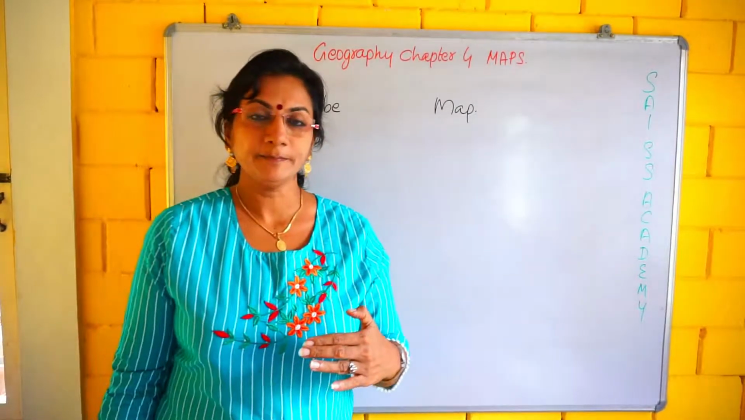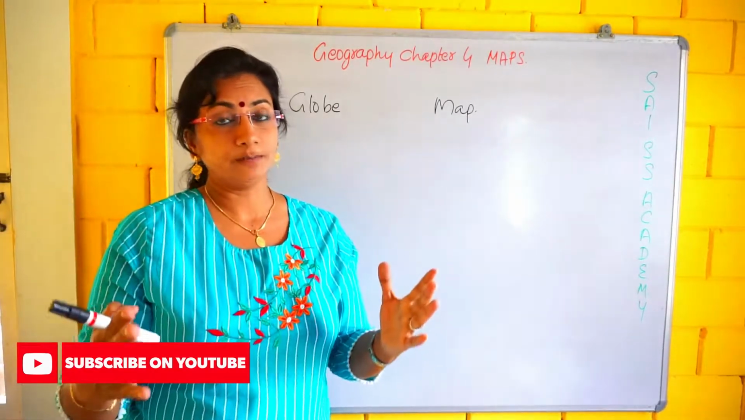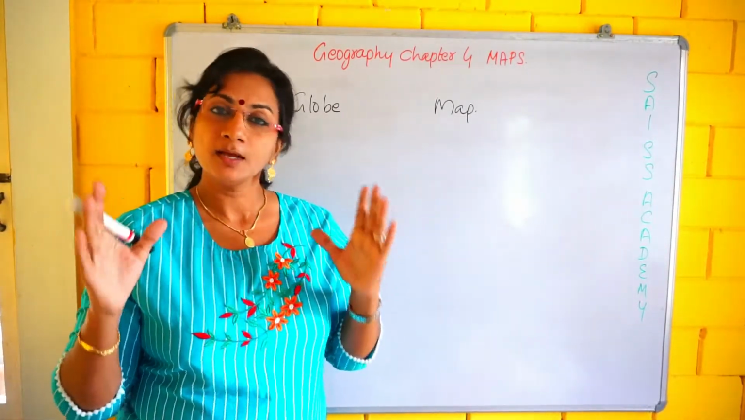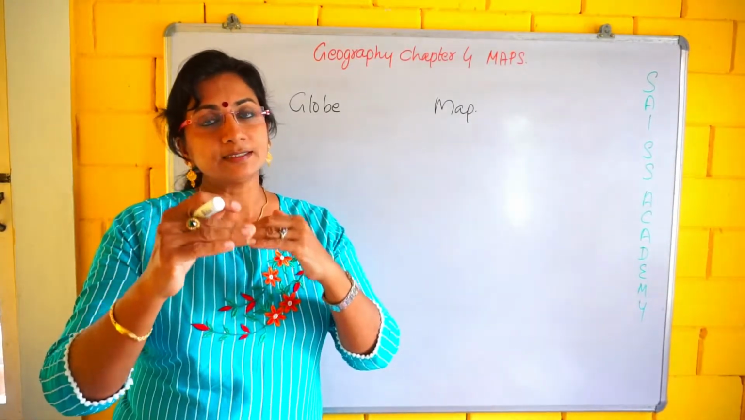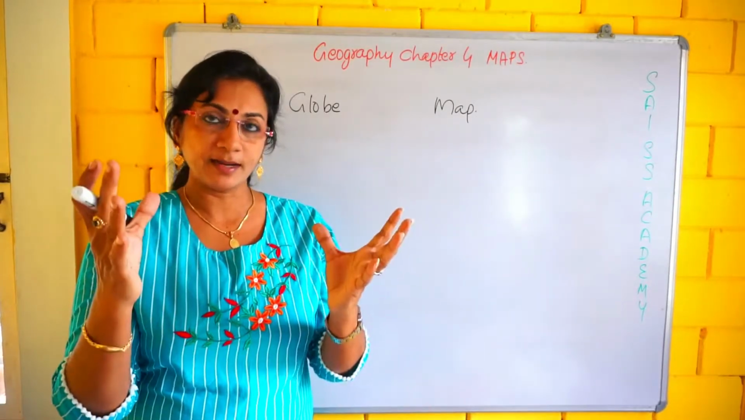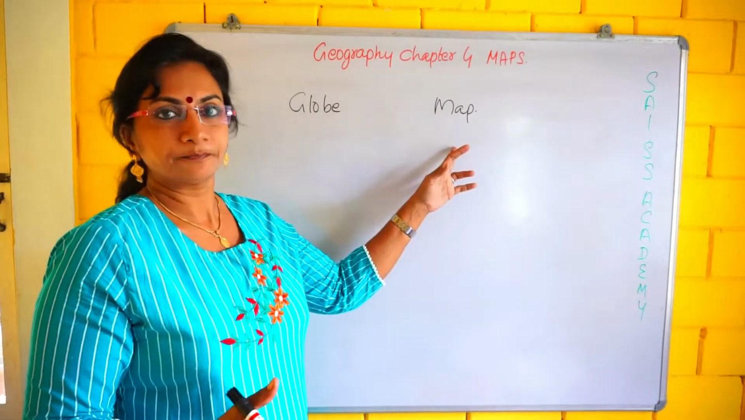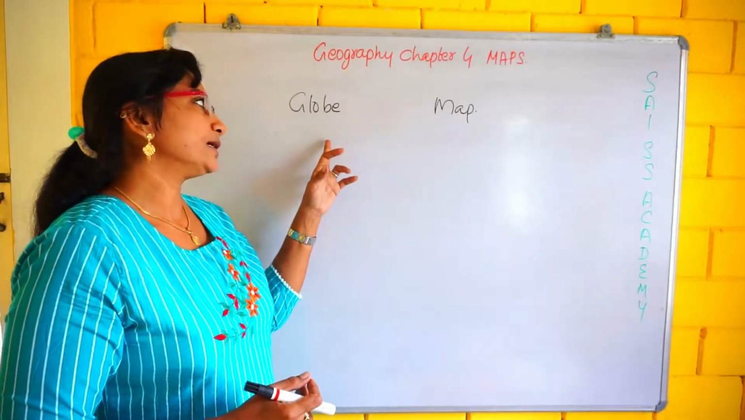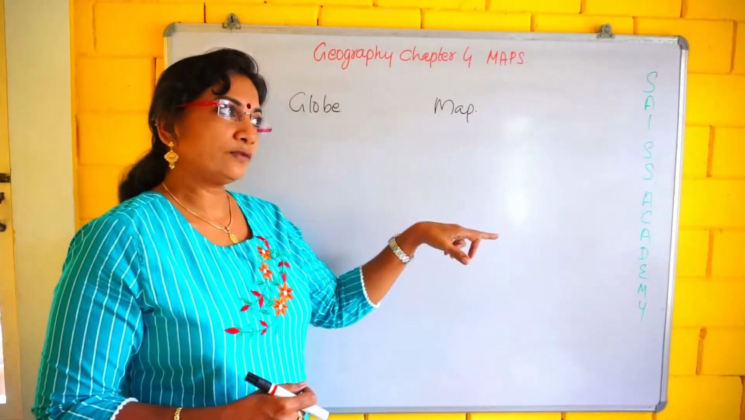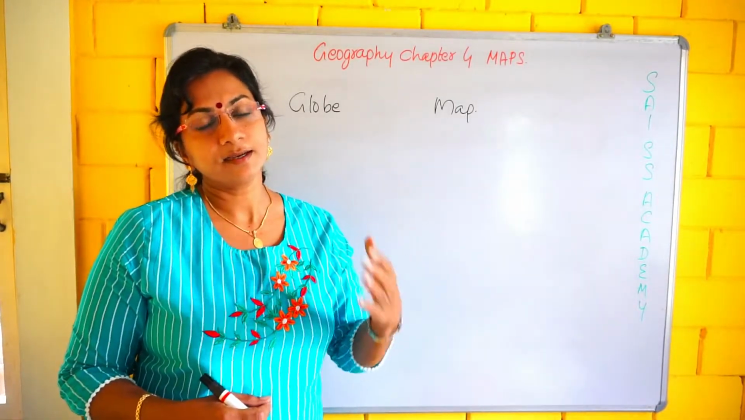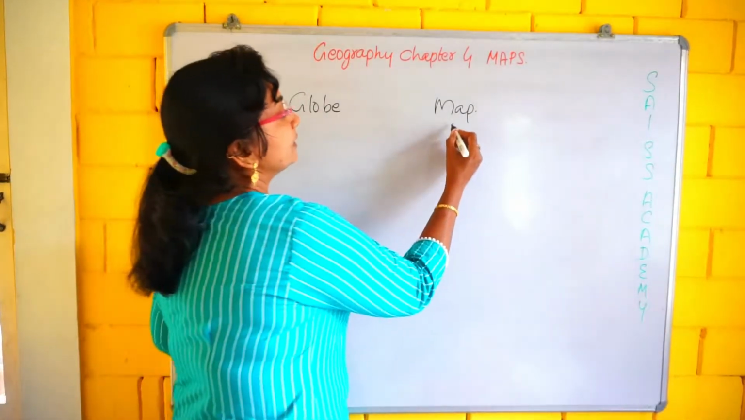Next, globe and map. We discussed the map. The globe is useful when we want to study the earth as a whole. But when we want to study a part of the earth, that means a country or states, districts, towns or villages, the maps are more useful. Understood? When we have to study the earth as a whole, the globe is useful. If we want to study a part of the earth, such as a country, state or district, the maps are useful.